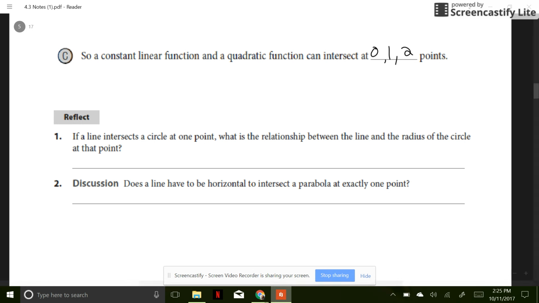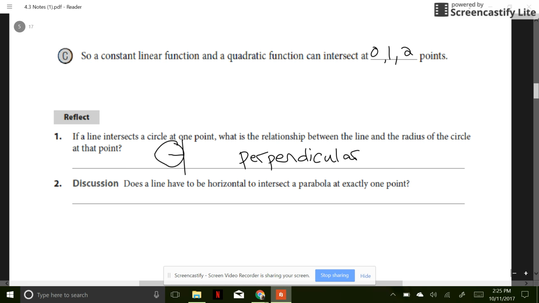So if we think the line intersects the circle at 1 point, what is the relationship between the line and the radius of the circle? Well, if we think about it, we draw our circle. If we were to draw a radius, if we want our line to intersect the circle at 1 point, what's it going to have to be? It's going to have to be perpendicular. So the line and radius would need to be perpendicular.